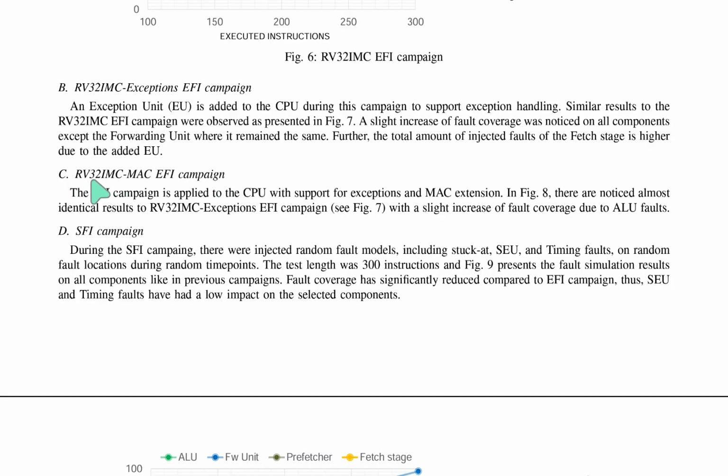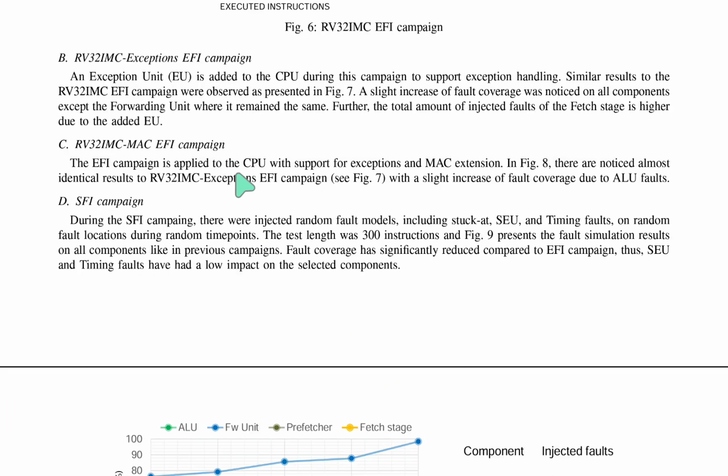Section C, RV32IMC MAC, the EFI campaign. The EFI campaign is applied to the CPU with support for exceptions and the MAC extension. In figure 8, an almost identical ledger to the RV32IMC exceptions EFI campaign is noticed, see figure 7, with a slight increase of fault coverage for the ALU faults.